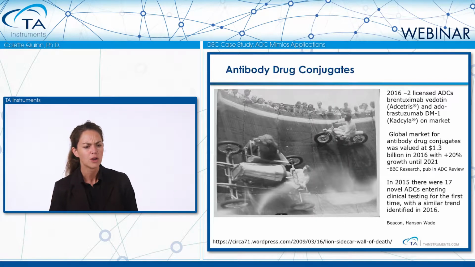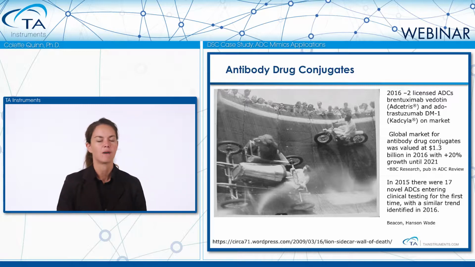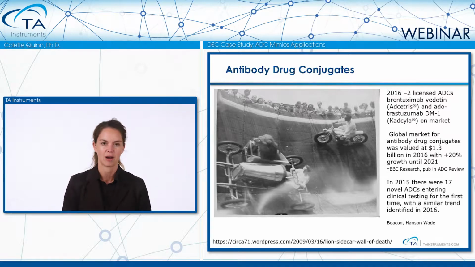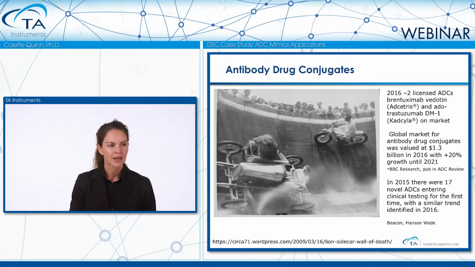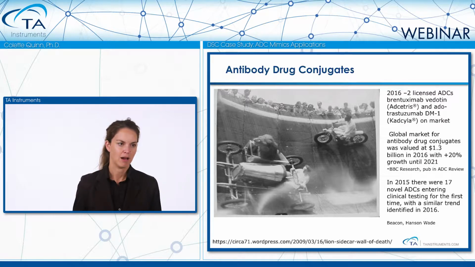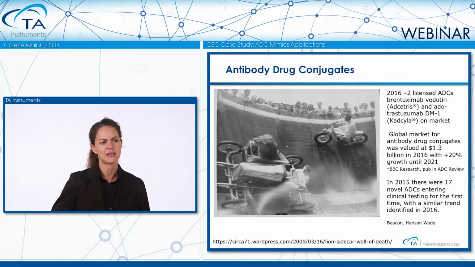So what are antibody drug conjugates? I went to an ADC conference a few years ago, and somebody put up this picture of the lion sidecar wall of death, and I thought it absolutely described antibody drug conjugates really well to somebody maybe just very new to the field, or somebody that already knows it and appreciates the struggles of antibody drug conjugates. So here's the idea. The car and the motorcycle, those are your antibodies. And then attached to your antibody, you have a highly cytotoxic drug.